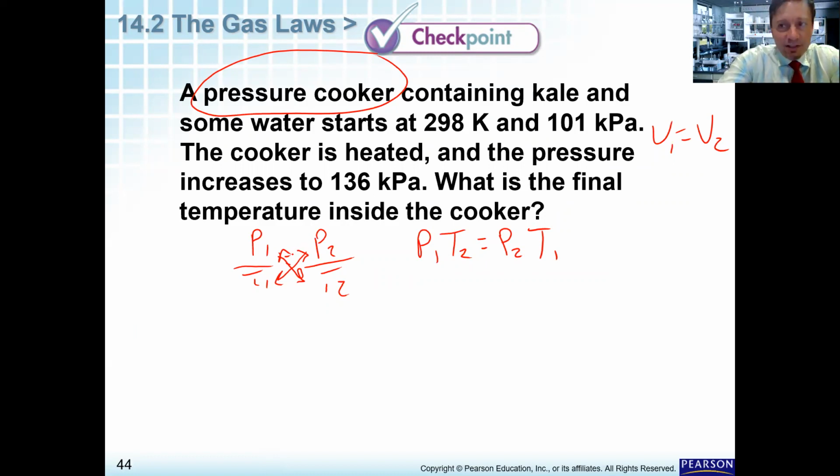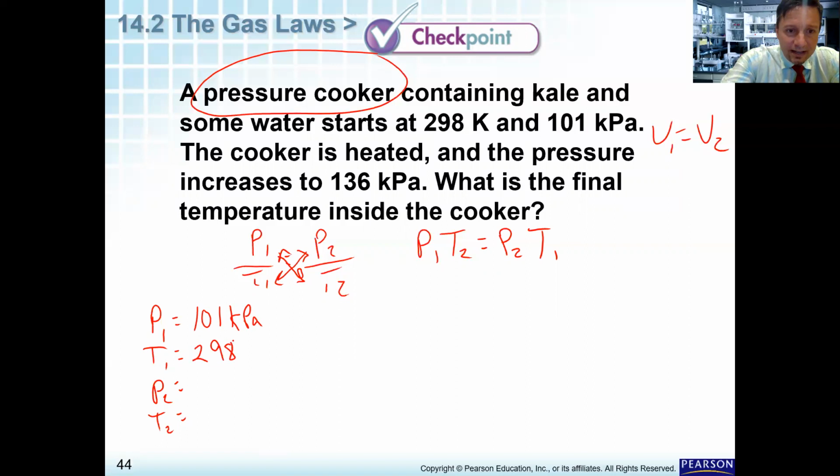That makes it so much simpler to just plug in my information. So now let's write down everything that is given to me here: P1, T1, P2, T2. My pressure 1 is 101 kilopascals. My temperature 1 is 298 Kelvin. My pressure 2 is 136 kilopascals. And my temperature 2 is blank Kelvin, and that's what I'm going to solve for.